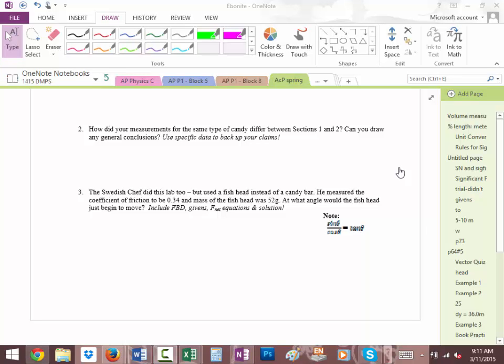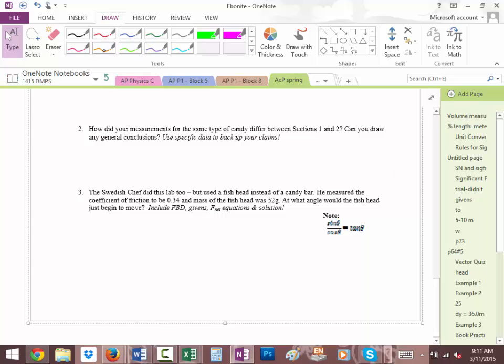Question number 3 was the same kind of lab, except that he was using fish heads because he's the Swedish chef and that's what he does. Have you ever seen the Swedish chef? Do you know him? He goes bork, bork, bork. Then he throws fish heads in the air and makes a huge mess. It's really funny. Someday, Carrie Ann, I'm telling you, it's going to be great.